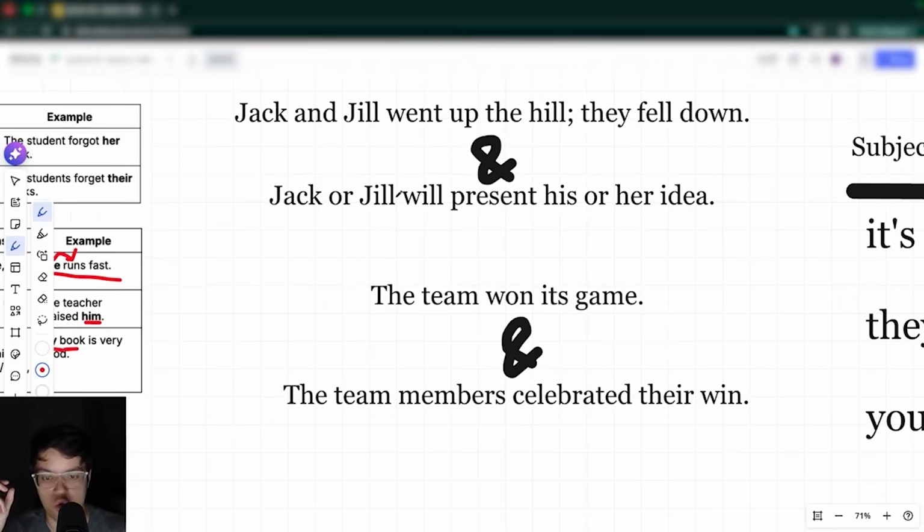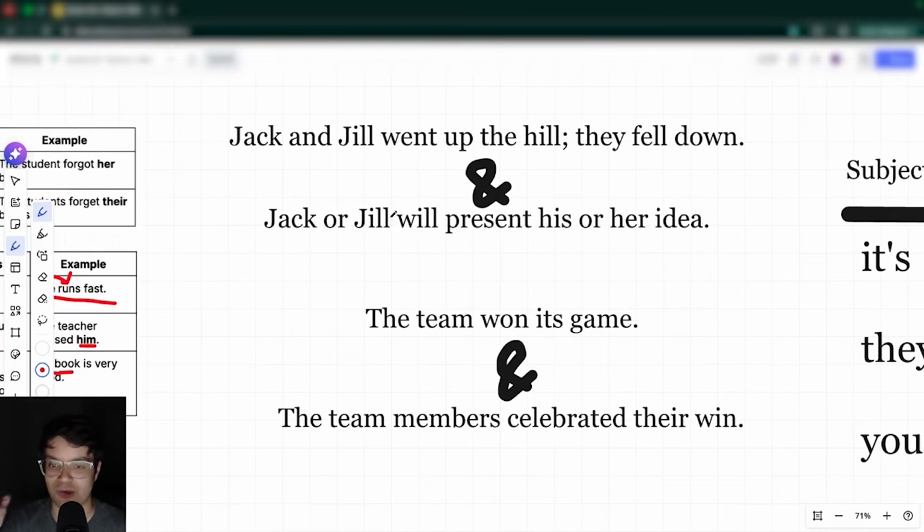Now, some other kind of weird examples that you should know as well. If you have something combined with and, you automatically use the plural pronoun. So this would be a plural thing. Jack and Jill went up the hill, they fell down. But if it is using or instead, then you can just use the singular pronouns and combine or with them. So Jack or Jill would present his or her idea. So each of these would be singular, and we just use each one for Jack and Jill respectively. Now, another big thing that you have to watch out for is the nouns that they're using.